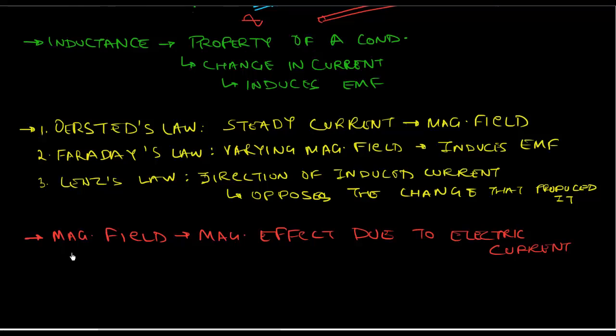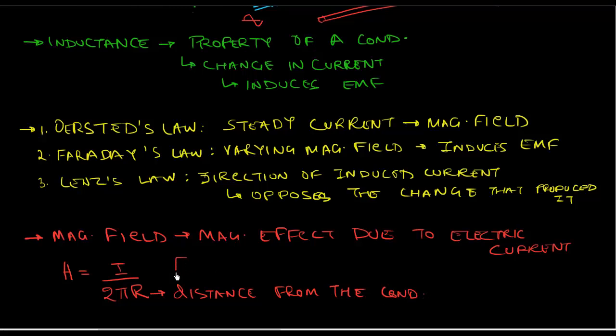We formulate it as H, which represents the magnetic field, equal to I over 2 pi r, where r is the distance from the conductor, and the units are, as you can see, amp per meter. Amp for the current and meter for the distance. What we can see is the magnetic field is inversely proportional to the distance from the conductor. So as you move further away from the conductor, the magnetic field is going to get weaker and weaker.